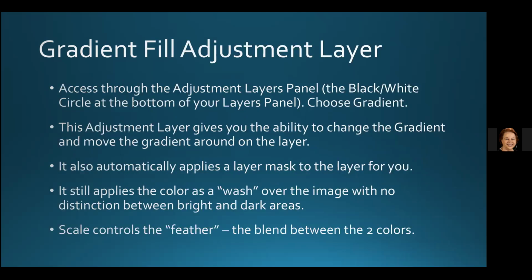The gradient fill adjustment layer is my preferred way to do it. You access that through your adjustment layers panel, the little black and white circle at the bottom of your layers panel, and you would choose gradient. This adjustment layer gives you the ability to change the gradient and move the gradient around on the layer. It also automatically applies a layer mask to the layer for you, so if you want to mask part of the gradient off, it's easy to do that. It's still applying the color as a wash over the image with no distinction between bright and dark areas. The scale controls the feather of the blend between the two colors. And again, you'll see that as we demo.